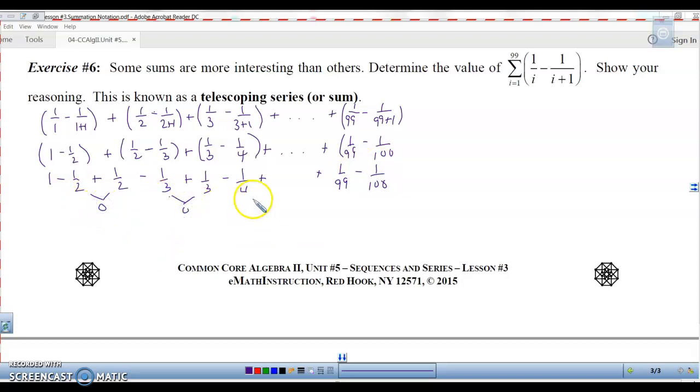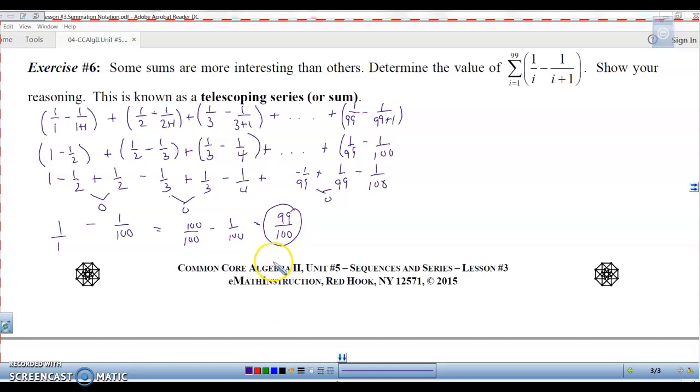So what term is going to be left? We're left with 1. And then the last term, this will cancel out because the term before it would be 1/99, and those would cancel out to be 0, leaving 1 minus 1/100. So your answer actually is going to be 100/100 minus 1/100, oops, 100, not 1,000, which is 99/100.